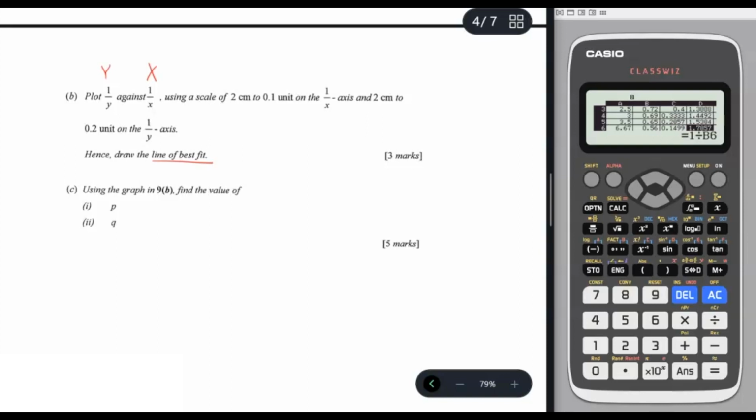To draw the line of best fit, you have to make sure that you satisfy the requirement whereby you try to join as many points as possible, and it must be balanced. For those points which do not lie on the line, make sure it's balanced, like 2 on top and 2 at the bottom, or 1 on top and 1 at the bottom. This is 3 marks. Let's draw the graph now.